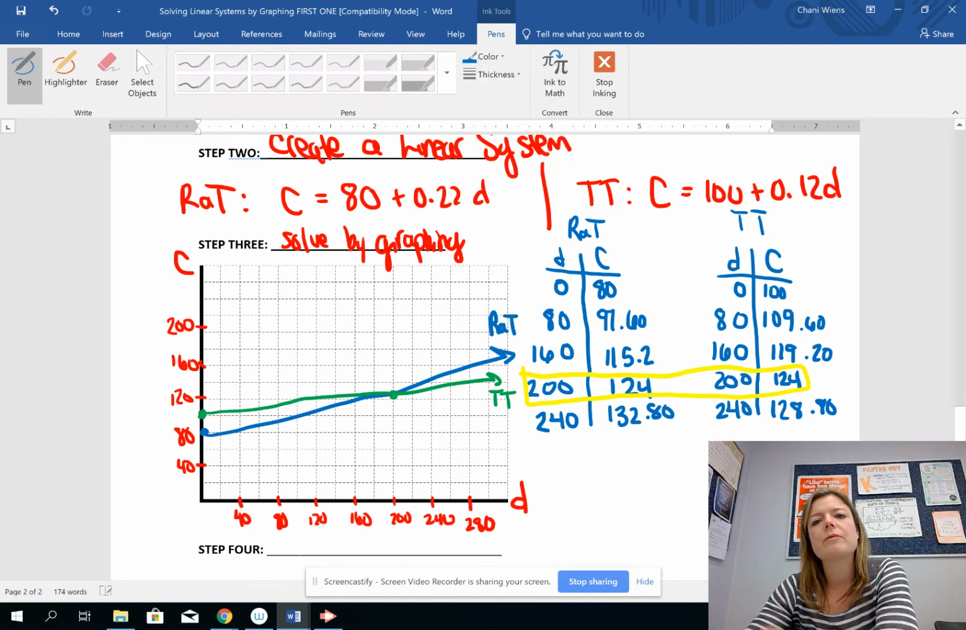In real world examples, you don't actually have to use the equations. It makes more sense in this case to label it with each company. So what does this mean? This means we can label this 200, 124.